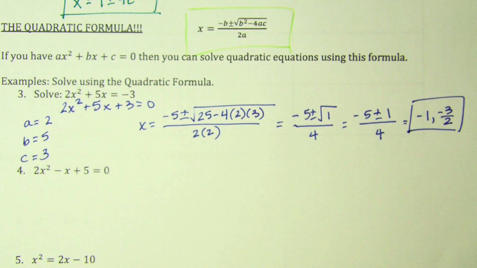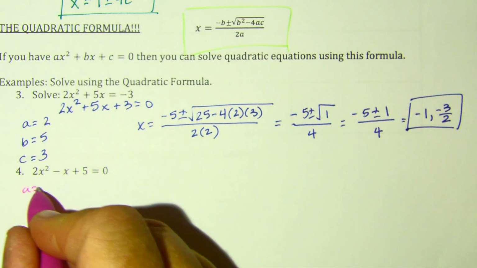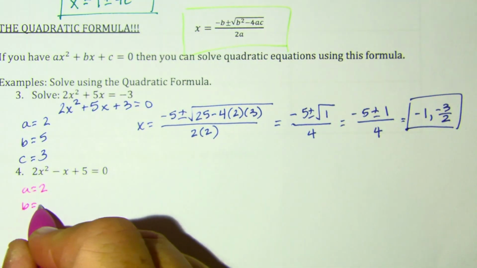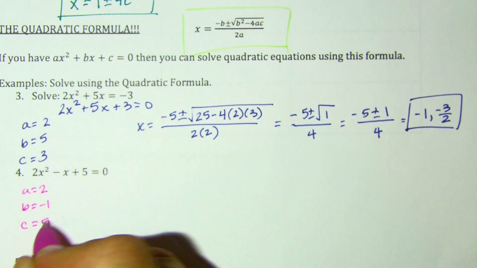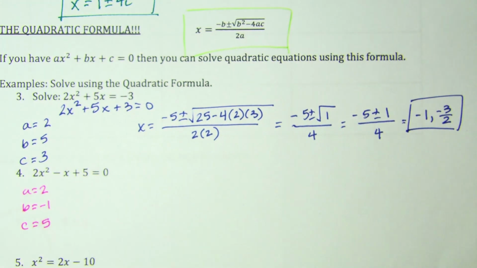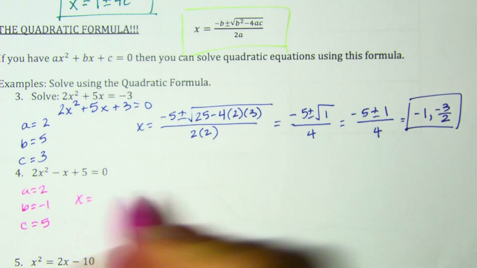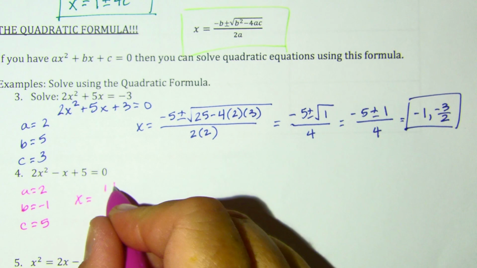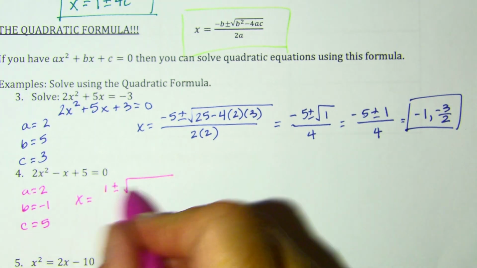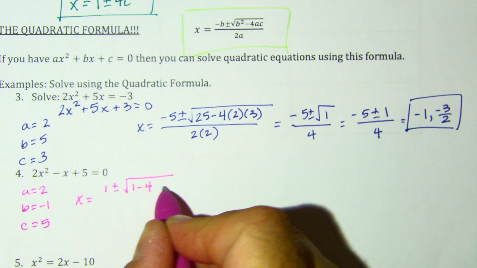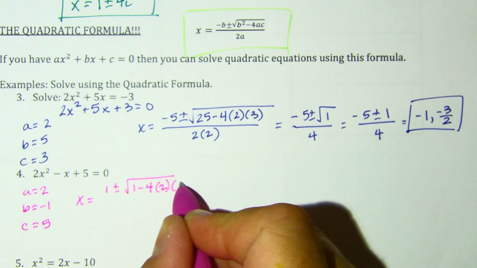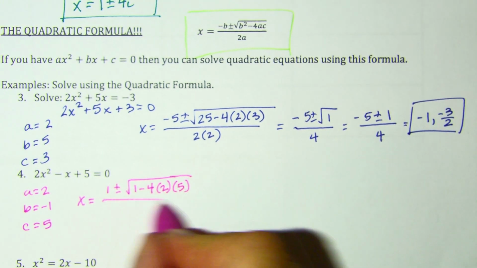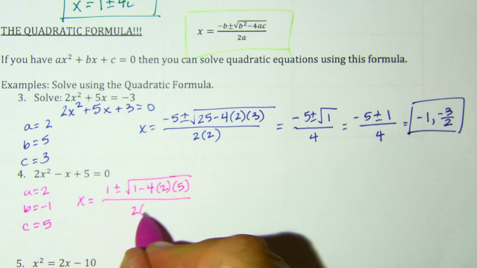Next example is already set equal to 0. My a value is 2. My b value is negative 1. And my c value is 5. Make sure you include the signs when you're writing out what a, b, and c are. x is equal to negative b. So negative times negative 1 is going to be a positive 1, plus or minus. Negative 1 squared is 1 minus 4 times a times c, all over 2 times a.